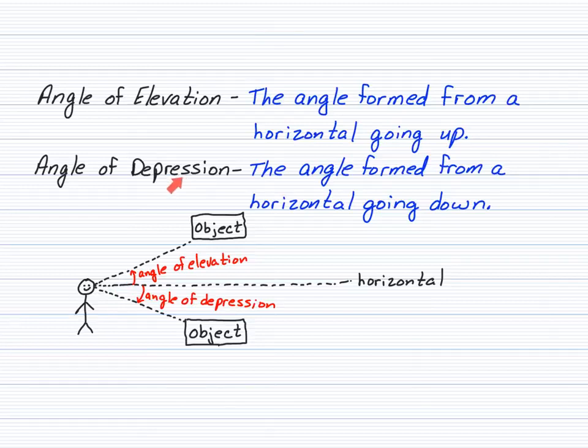Angle of depression, you can think about depressing, goes down, elevate, goes up. Angle of depression is the angle formed from the horizontal going down. So over here you have your horizontal, and if you go down, that creates your angle of depression.